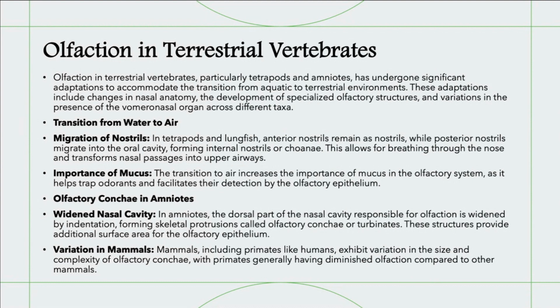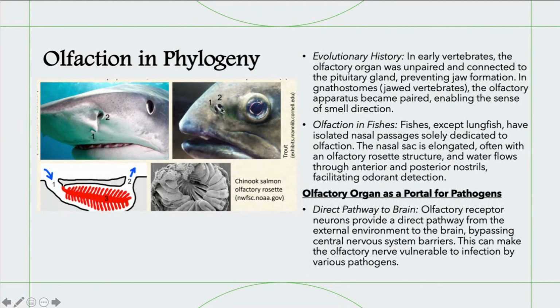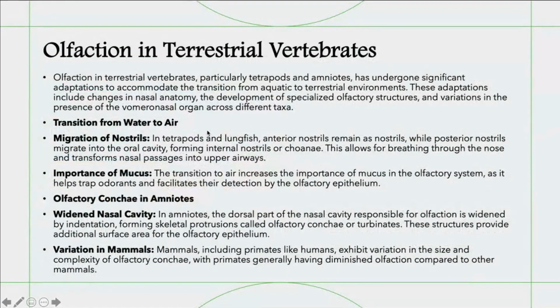Okay, so the migration of nostrils would be the first thing that we'd need to discuss. Remember how we said that the fish have the anterior nostrils and the posterior nostrils, right? So the posterior nostrils, the ones at the back, number 2 here, are going to move into the oral cavity when they become amphibians. And this allows for breathing through the nose and transforms the nasal passages into upper airways.